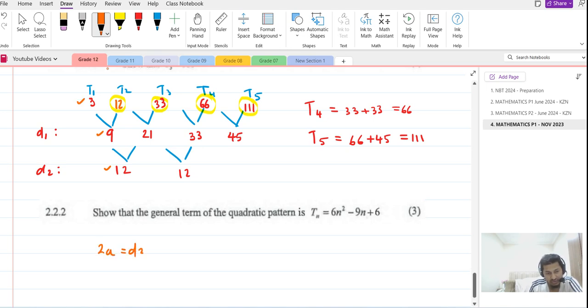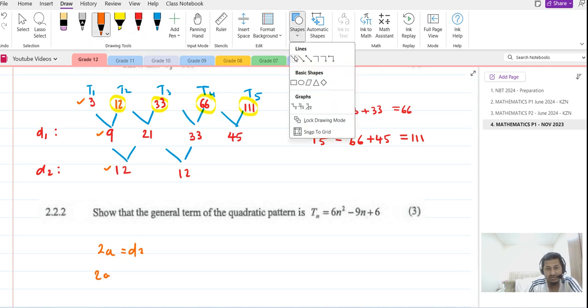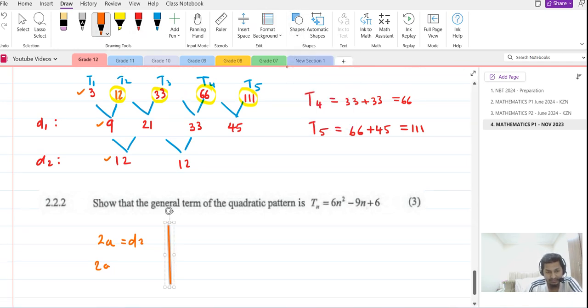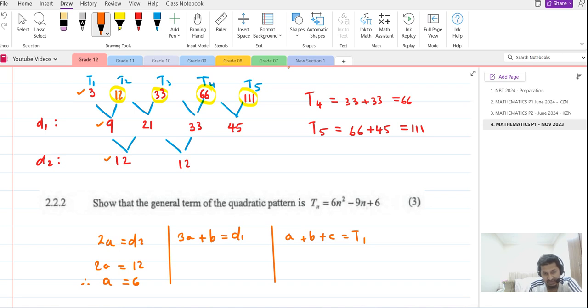So what are the three formulas? 2a equals d2, 3a plus b is equal to difference 1, and then a plus b plus c is equal to term 1. Right, so 2a is equal to d2, which is 12, so therefore a is equal to 6. So see, your answers are working out. So 3 times a, the value of a is 6, we're going to substitute here. 3 times 6 is 18, plus b is equal to difference 1. What's difference 1? 9. So 9 minus 18 is equal to negative 9.